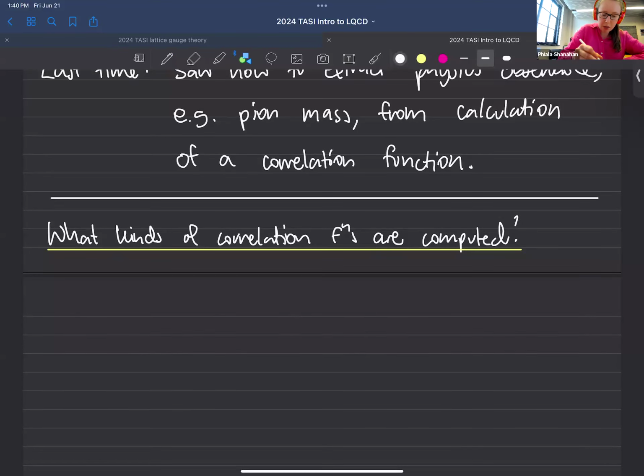So we already saw one example of this in some detail, and that was 2-point functions, where we had a creation operator or a source, an annihilation operator or a sink. And so we had the 2-point correlation function between that source and that sink at some different Euclidean times. And we saw how to extract the pion mass from that. In general, you can use these to do spectroscopy. So extract not just the mass of a ground state, but the spectra of an entire tower of states with some quantum numbers.